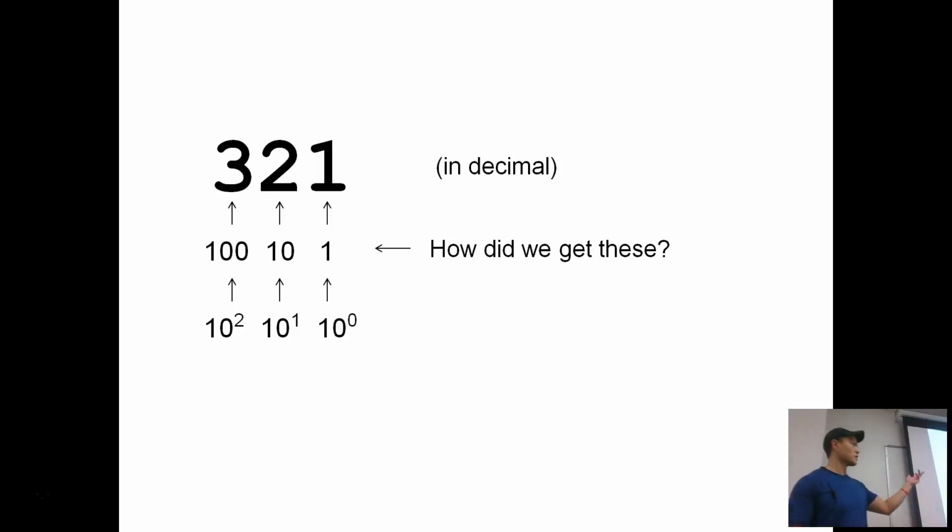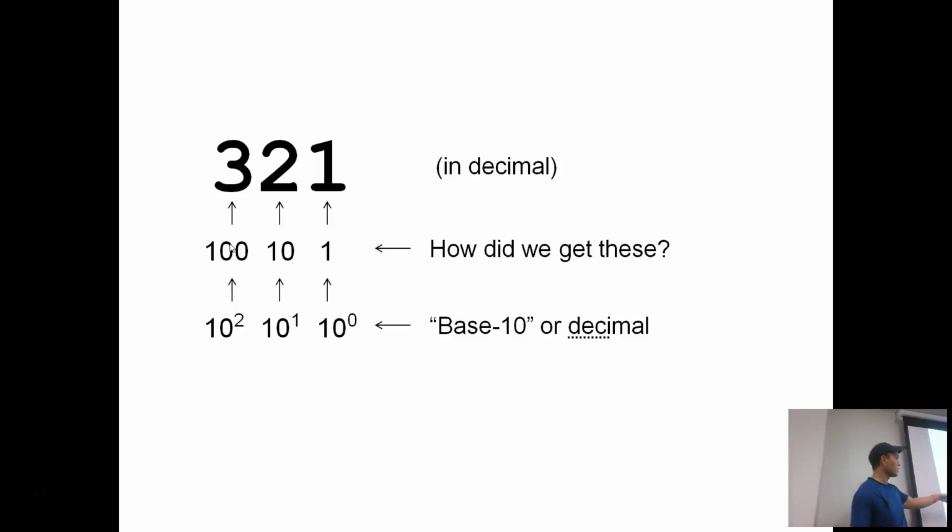10 to the 0 is 1. 10 to the 1 is 10. 10 squared is 100. That specifies the value of that position. And then you have 10 digits, 0 through 9, that specify the value of this specific position. So these are powers of 10. This makes it base 10 or decimal, which is what this prefix means, 10.